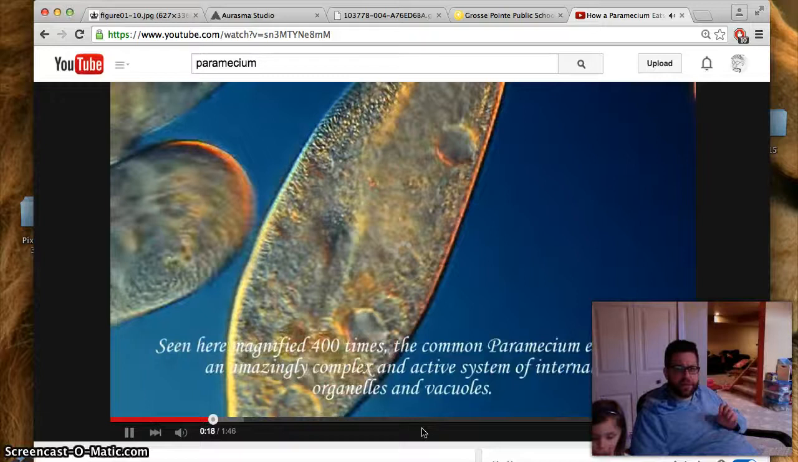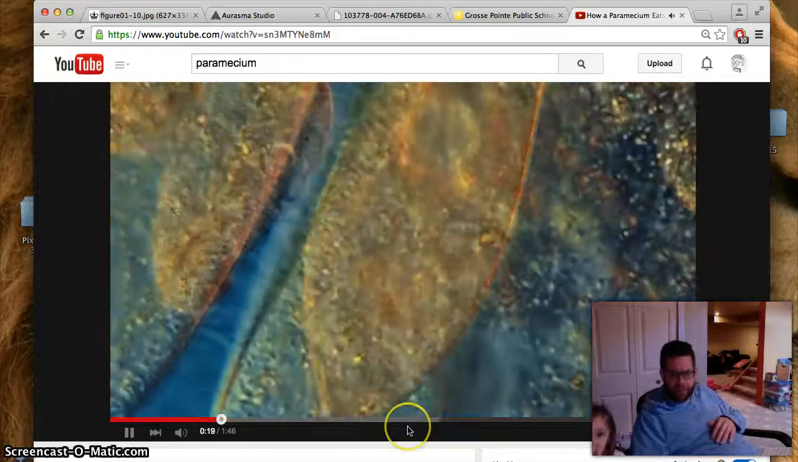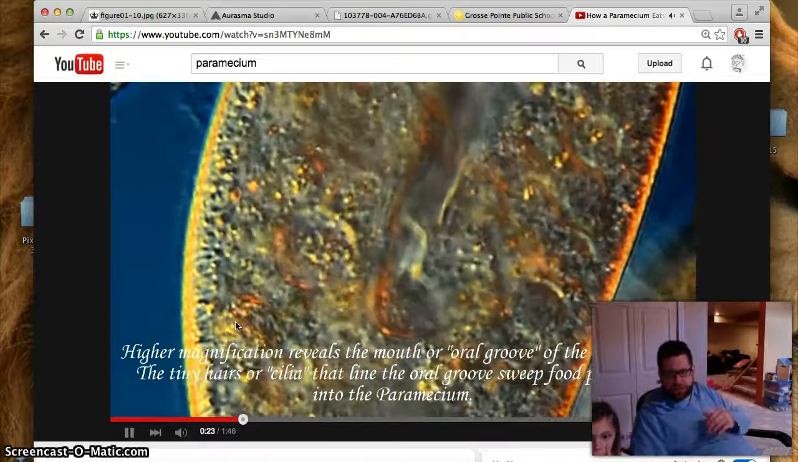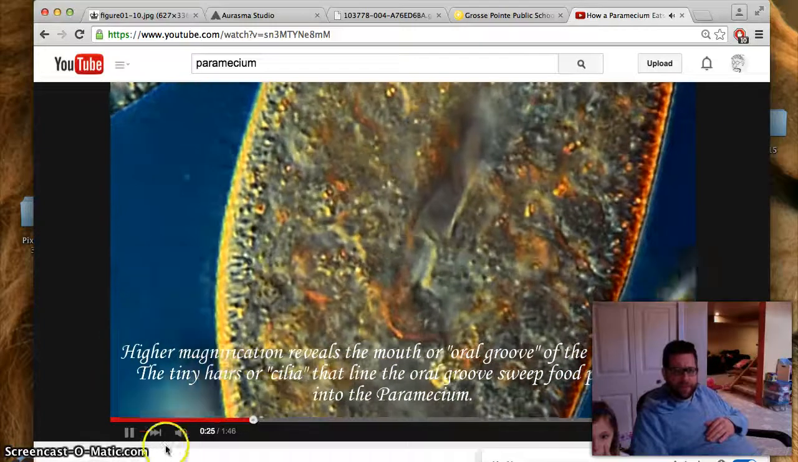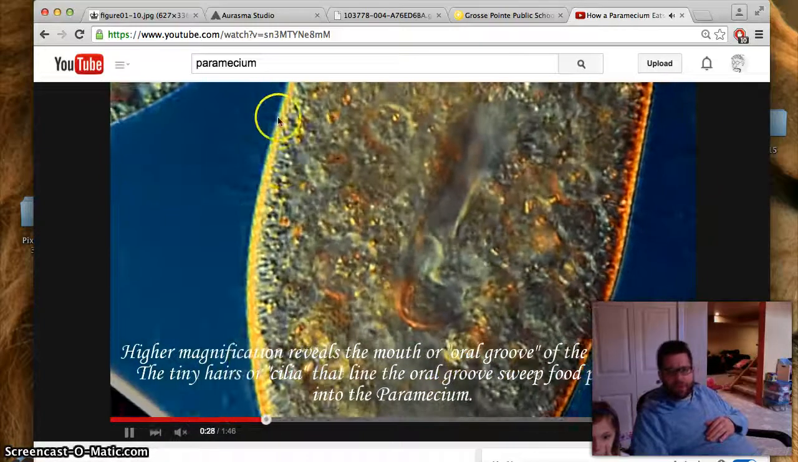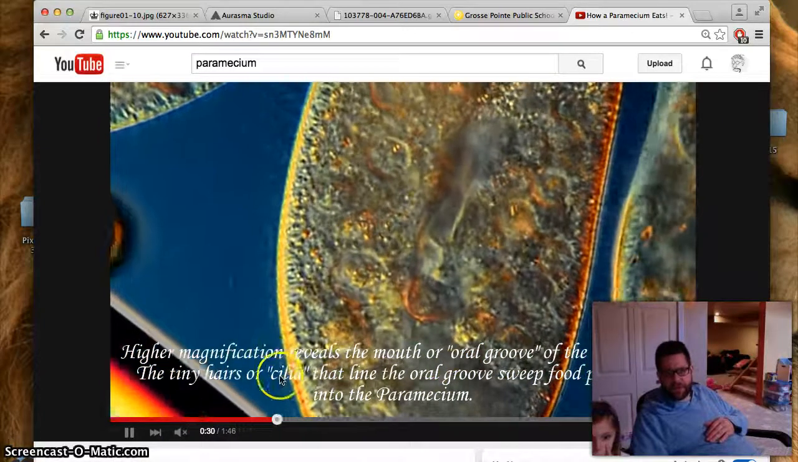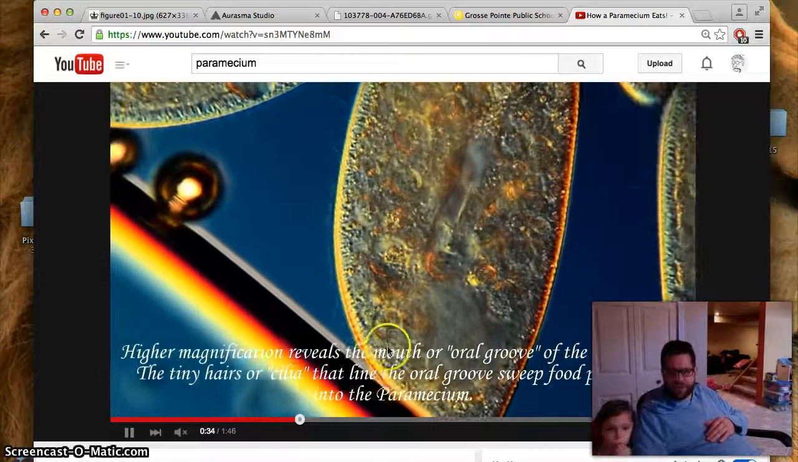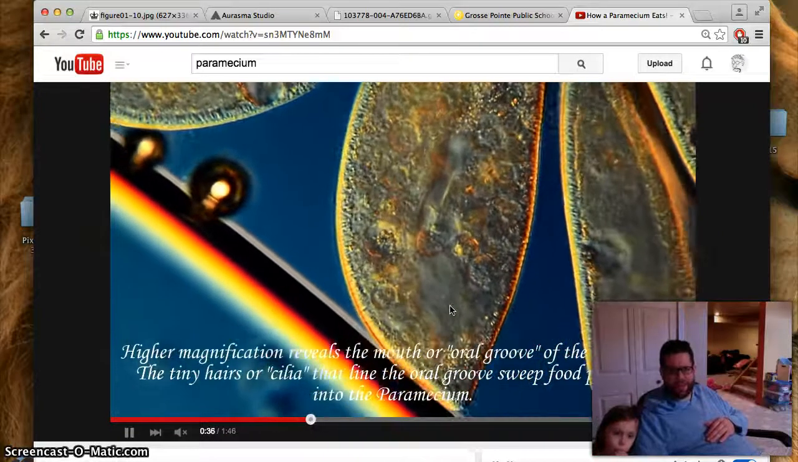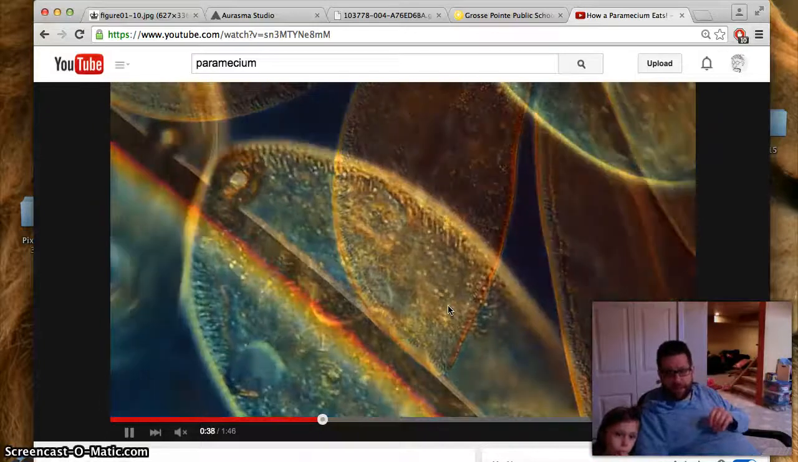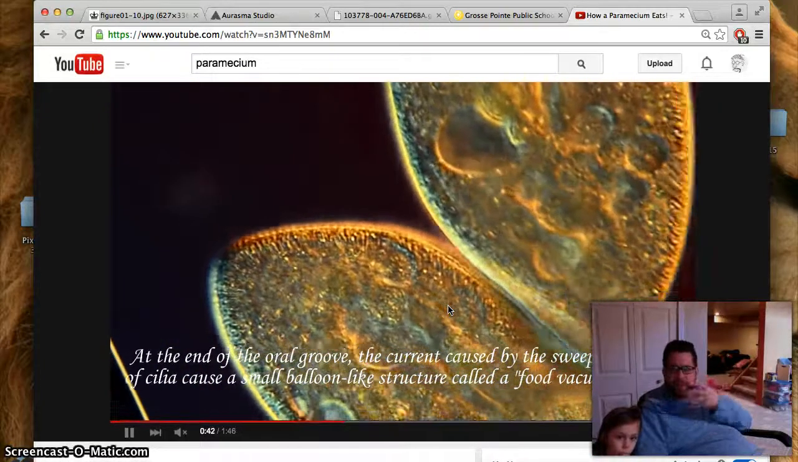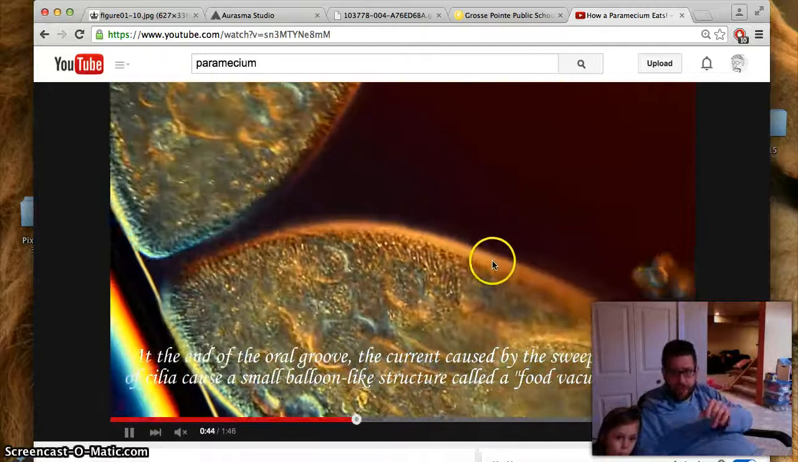Let me put it on full HD. I don't know how well it's going through the screen here. Again, you could type this in yourself and look it up. Let me turn the volume off here. You can see these little hairs on the outside of the cell. They're called cilia. You can see that it's a complex cell. It's not a bacteria, a bacterium. It is a complex heterotrophic cell that moves around using these cilia, and it eats.